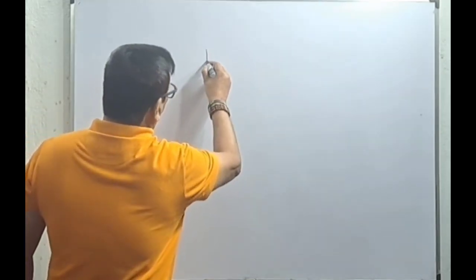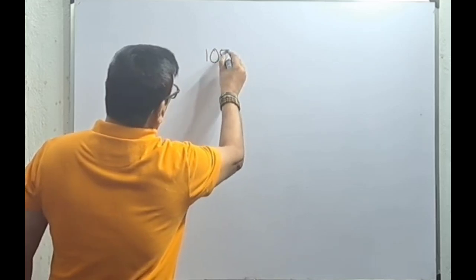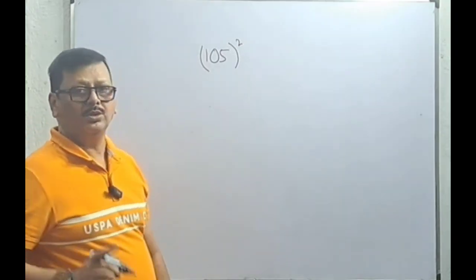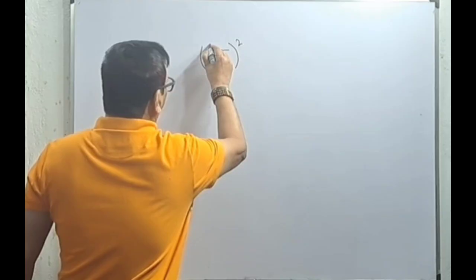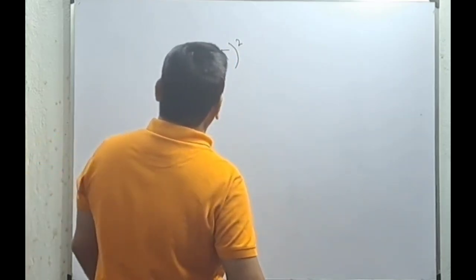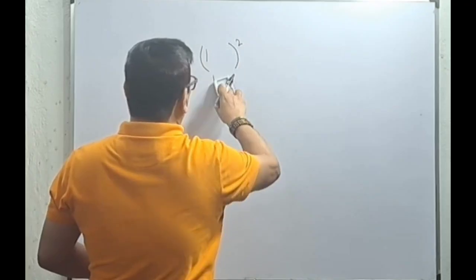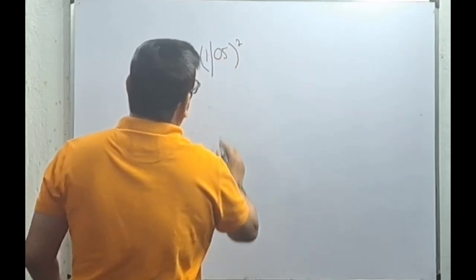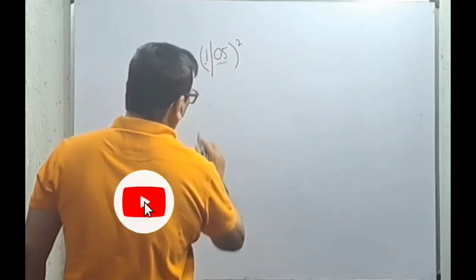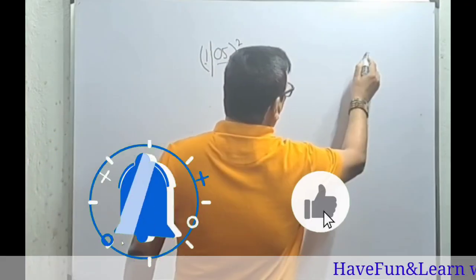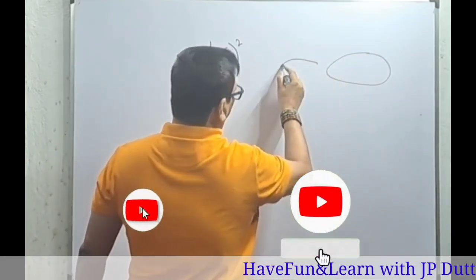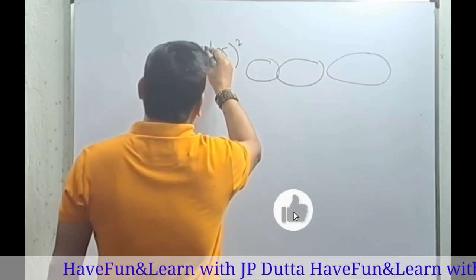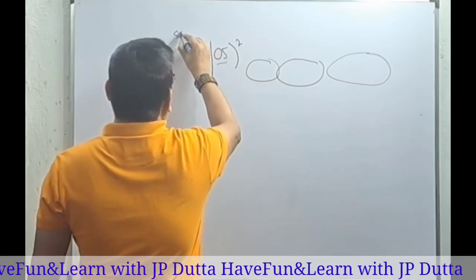Suppose I want 105 squared, right? So divide it into two parts. Like you draw a line from here. So there are two parts, one here, one. Now draw circles like this. Correct? Now first you square this number. Square it.